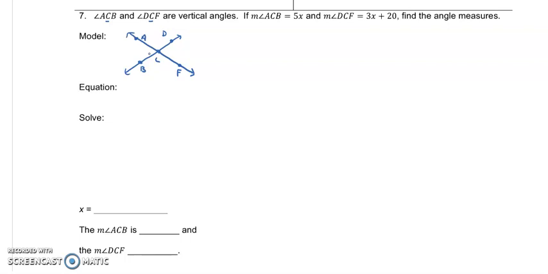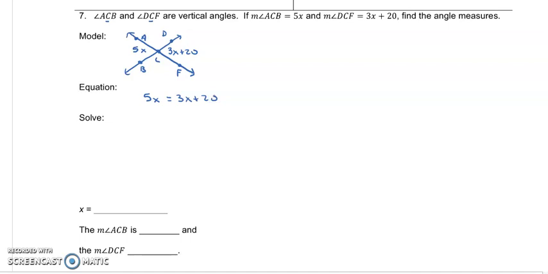If the measure of angle ACB is 5x, and the measure of DCF is 3x plus 20, they're going to ask us to find the missing angles. We want to remember from our 6.3a lesson that vertical angles are congruent, which means they have the same measure. So we're going to set these equal to each other. 5x is going to equal 3x plus 20.